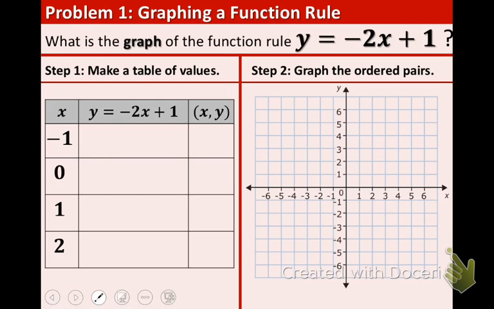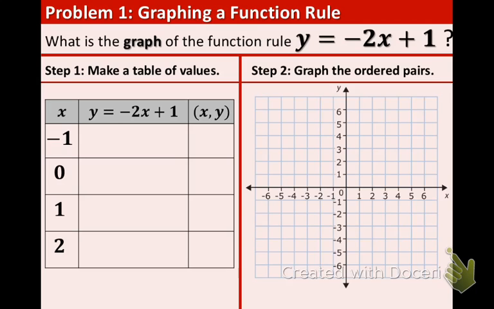In example 1, we need to graph this function, y equals negative 2x plus 1. What we want to do first is make a table of values. So as you can see on your note sheet, we have the x values of negative 1, 0, 1, and 2. You want to write those down.